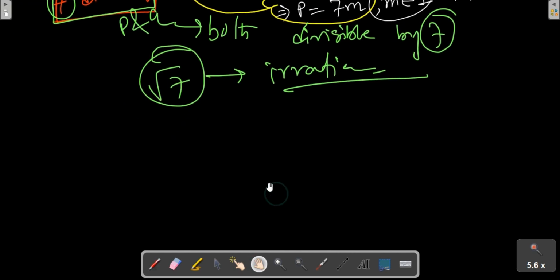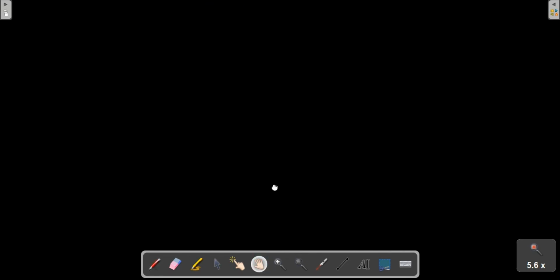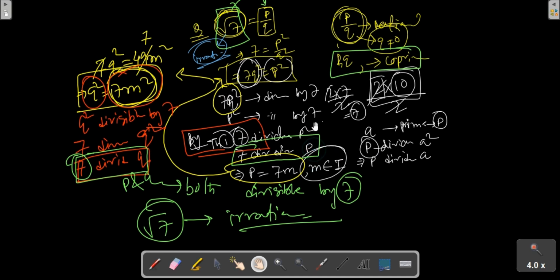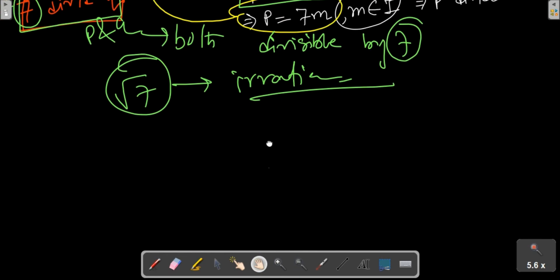In this type, they will give you a number and you need to show that it is an irrational number. You will prove it with the same method. I have already shown this sum and the full sum is on the board. You can pause the video and check it if there is any doubt. Okay, acha. Now I'll move on to the next type.